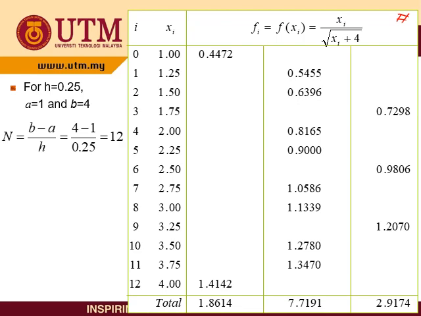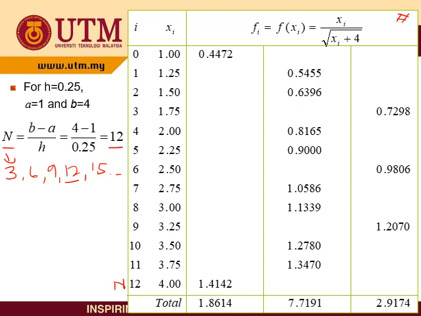So first you must make sure that your n is 12. Your n is a multiple of 3, so this is 3, 6, 9, 12, 15, and so on. So we have n as 12, so we can use the 3/8 rule. You must consider that first. Your n must be a multiple of 3.